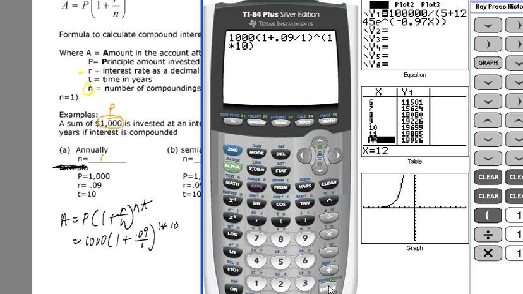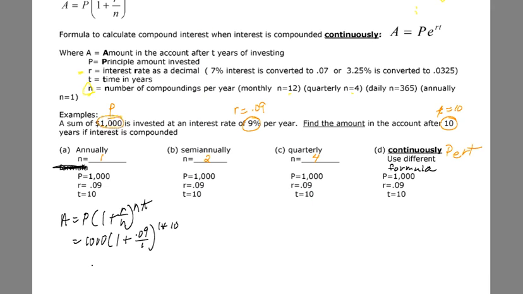Well, let's enter it. We're going to look for dollars and cents here, and I get a total of 2367.36. So yeah, we'll put some decimals here because we're dealing with dollars and cents.